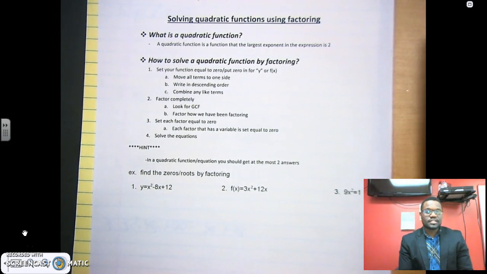Today we're going to discuss solving quadratic functions using factoring, and some of this stuff I talked about in class. I want to spend most of my time on the examples so you can get this stuff down.